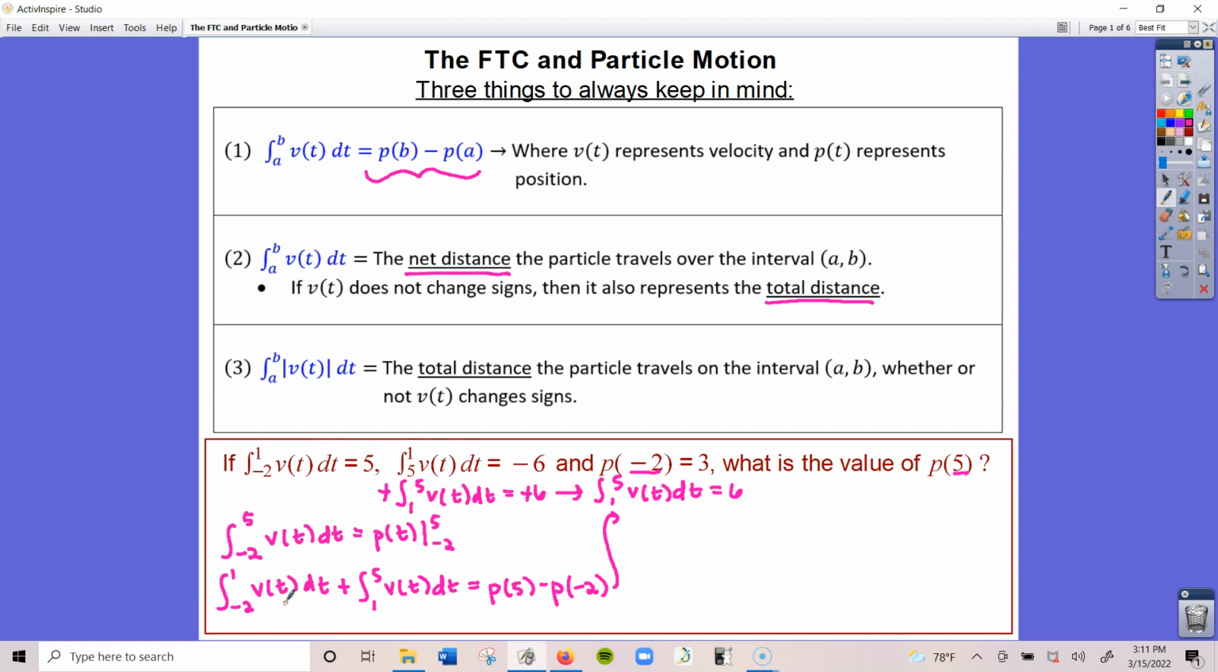Now we have these values. From -2 to 1 is 5, plus from 1 to 5, which is what I rewrote here, is 6. And that's going to equal p of 5 minus p of -2, which is 3. 5 plus 6 is 11. And this is going to allow me now to solve for p of 5. So I'm going to add 3 to both sides. So the position of the particle at t equals 5 is going to equal 14.